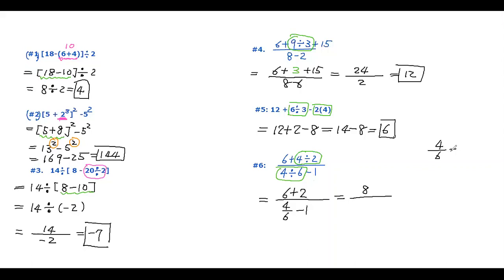4 over 6, we know from Algebra 1, if you simplify it, it will be 2 over 3, right? So basically you divide by 2 on both the top and the bottom. So this is 2/3 minus 1. Okay, so here this will be a common denominator: 1 is 3 over 3, right? So this is negative 1/3, right?